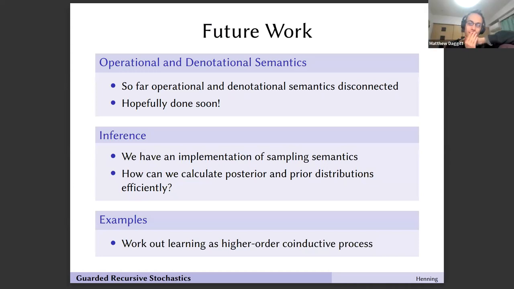Okay. So you can do inference in principle, and it's in the same paper. There's Bockström, Dalago, and other people. They show how to do inference for untyped lambda calculus.